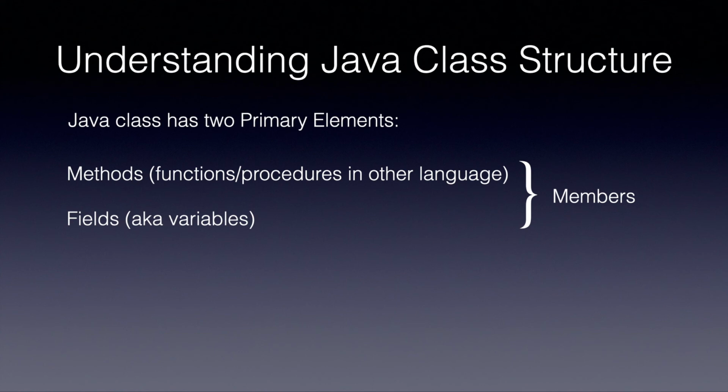So let's look into what a Java class looks like. A Java class has 2 primary elements. It has methods and it has fields. Methods in other languages are also called functions and procedures, and fields are the variables. Fields are where we store the state of the object, and methods will use that state to perform some functionality. Both of them combined are called members of the class.